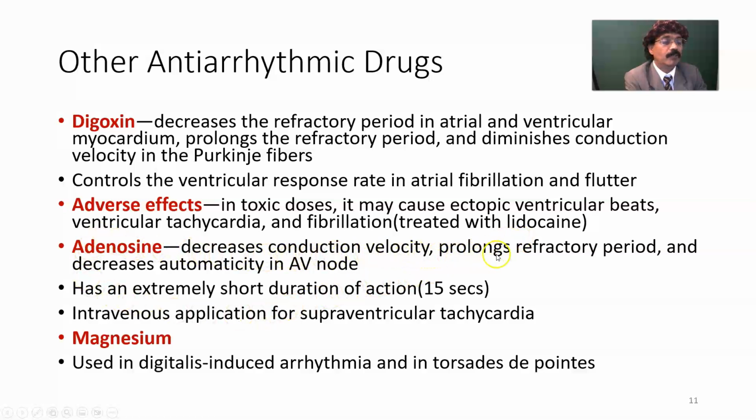Adenosine decreases conduction velocity, prolongs the refractory period, and decreases automaticity in the AV node. It has an extremely short duration of action, only 15 seconds, with intravenous application for supraventricular tachycardia. Magnesium is also an antiarrhythmic drug. It was first discovered that it worked very well in patients who had taken digitalis, but eventually it was found to work even in patients without digitalis induction. So it is used in digitalis-induced arrhythmias and in torsades de pointes, a type of cardiac arrhythmia involving the ventricles.